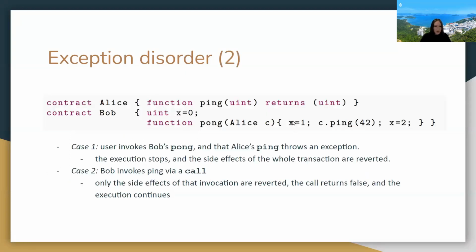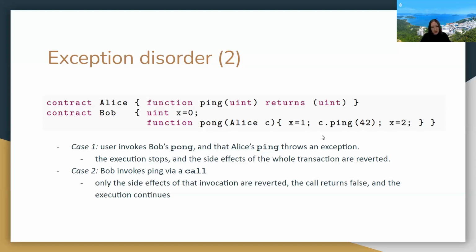Let's see an example. We have again the contract Alice with the ping function. We have the contract Bob. Here, firstly, we specify the value of variable x. Initially, x equals 0. And we have another function Pong, which takes as the input contract Alice, and it sets the x value as 1. Then we call the ping function of Alice, and we set x equals 2. So let's consider two different cases.